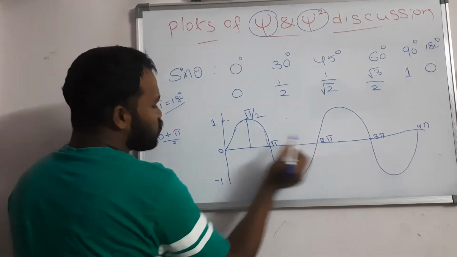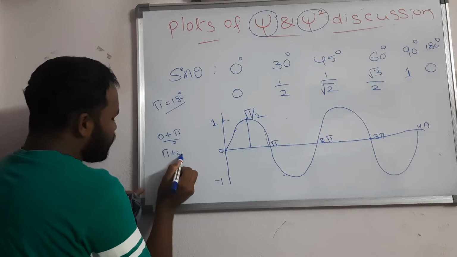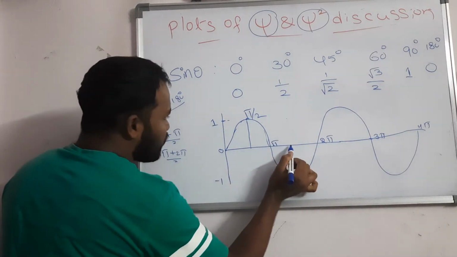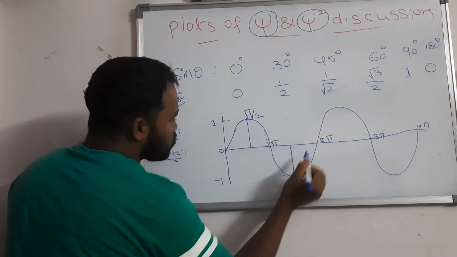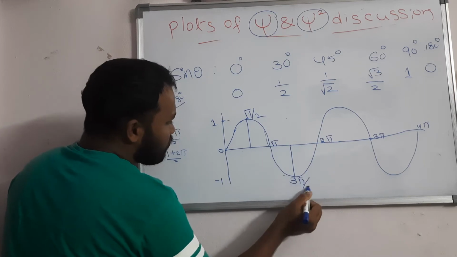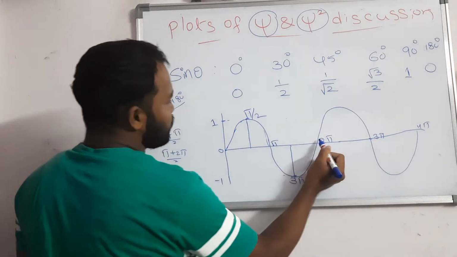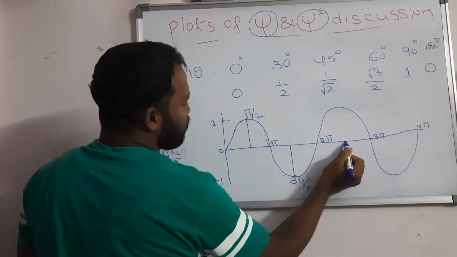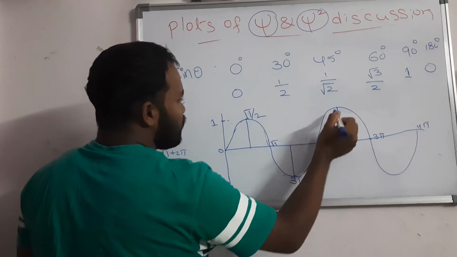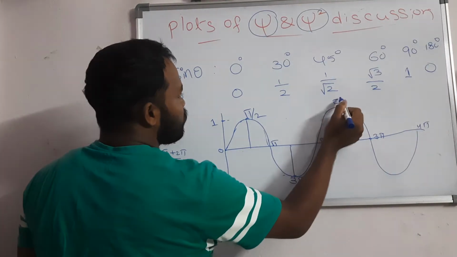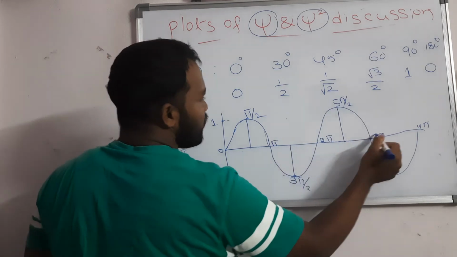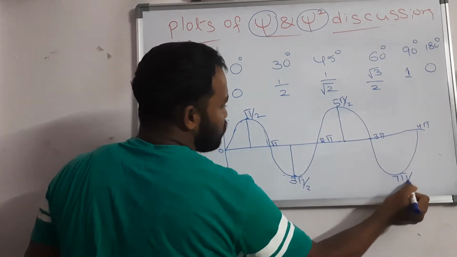Then for pi and 2 pi, the average value is 3 pi by 2. For 2 pi and 3 pi, the average is 5 pi by 2, since 2 plus 3 is 5. Here 7 pi by 2, like this you will get.